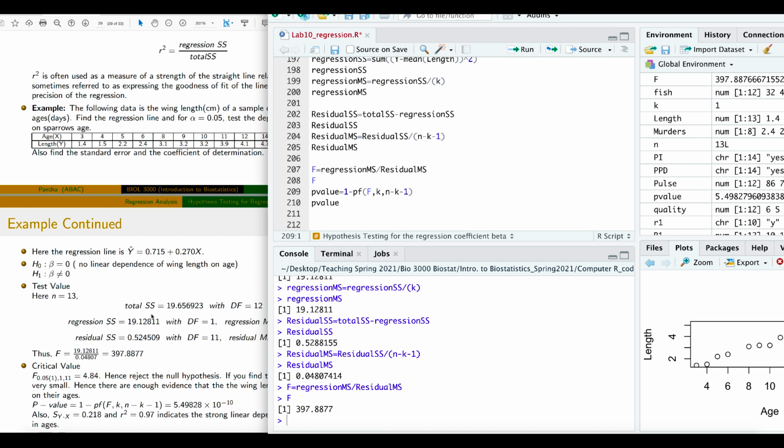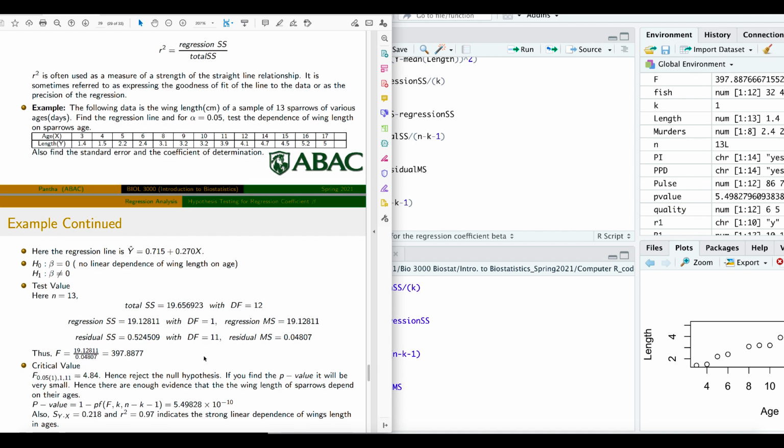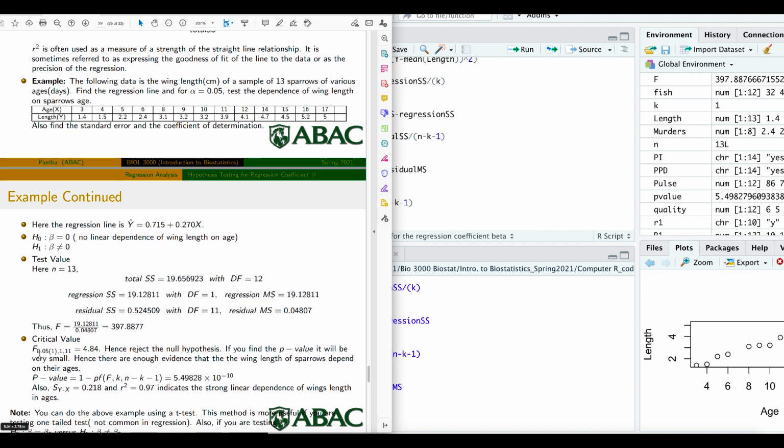Okay. So now to find out the p-value, there are two ways. You can do the critical value method, or you can do the p-value method. If you want to do the critical value method, you need to use the F table. Alpha is 0.05, right? It should be a right tail. That's why I wrote 1. So you need to do the right tail F test, with K and then n minus K minus 1 degrees of freedom. If you do that, you will get 4.84.